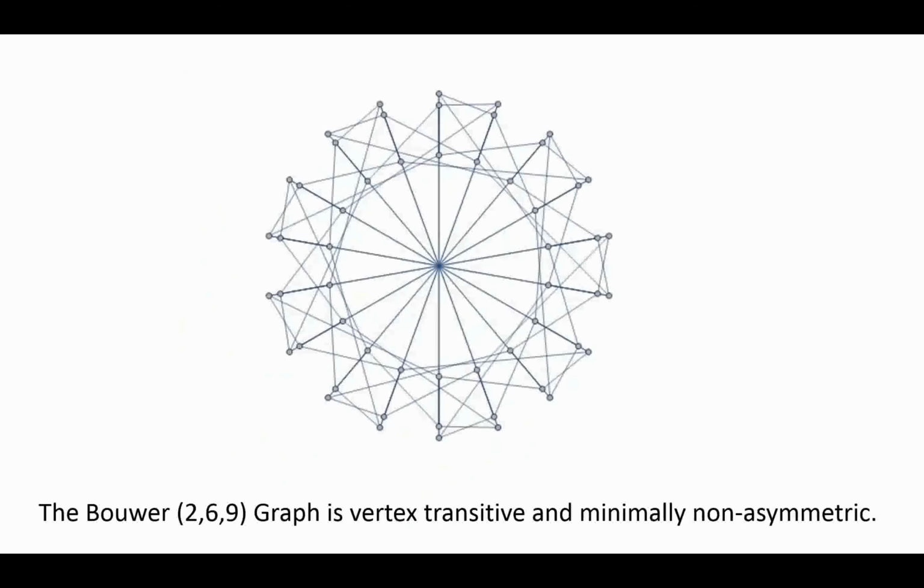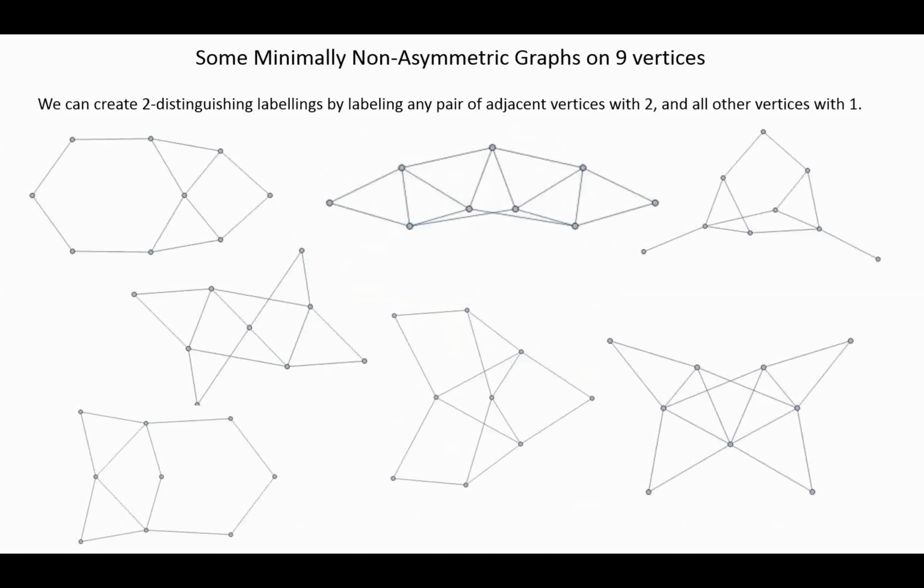Okay, another example of a graph with this property is the Bauer graph. The Bauer graphs where the first index is 2 will meet this property, at least for the small ones that we've looked at. So the distinguishing number here is 2. And again, with these minimally non-asymmetric graphs, we can label any pair of vertices with 2, and then all the other vertices in the graph with 1.